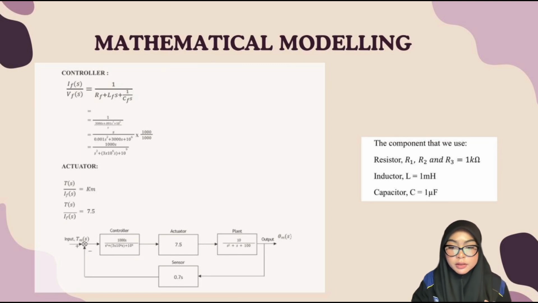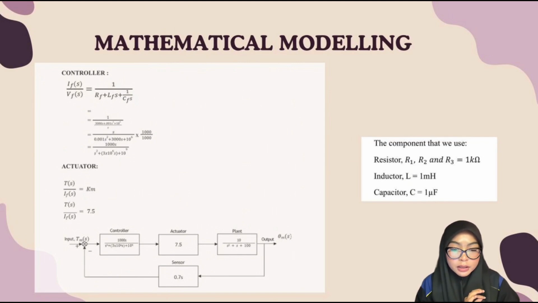Okay, so I will explain about my part on mathematical modeling. So the first one is controller. As you can see, the formula equation is there. Our RF value is 3000, which is equal to R1, R2 and R3 added together, where each resistor is 1 kilo ohm, so adding all the resistors we get 3000.